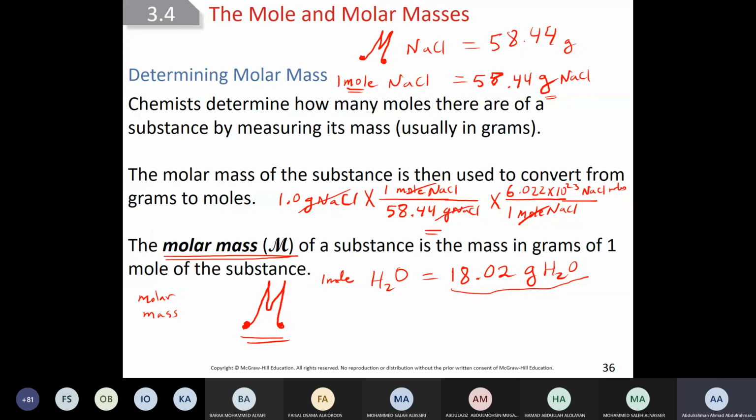Is this clear? Doctor, can I say that the molar mass is equal to 1 mole? Molar mass equal to 1 mole, of course. Molar mass is the mass of 1 mole. Read this one. The molar mass of a substance is equal to the mass of 1 mole of the substance. Yes. Okay, I'll stop here.